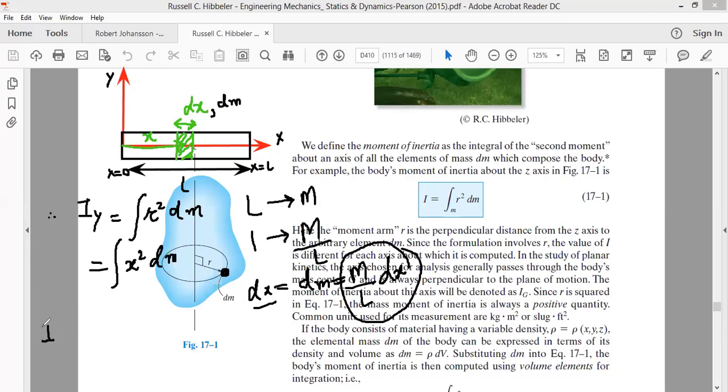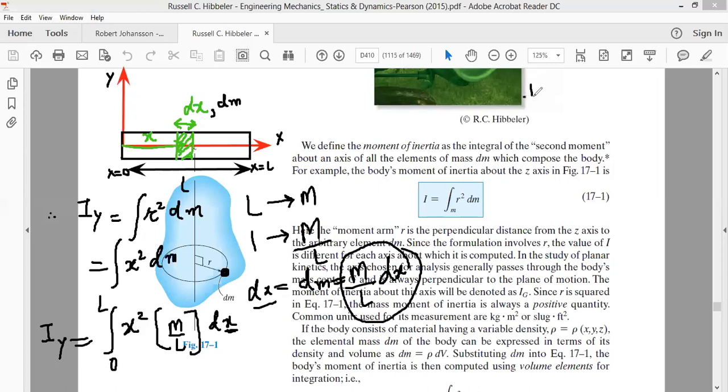Therefore, we will write the moment of inertia Iy equal to the integral of x square dm, and in place of dm we will write m by L dx. Now x is the variable of integration. The value of x goes from x equal to 0 to x equal to L. Therefore the limits of integration are from 0 to L. I will solve it here.